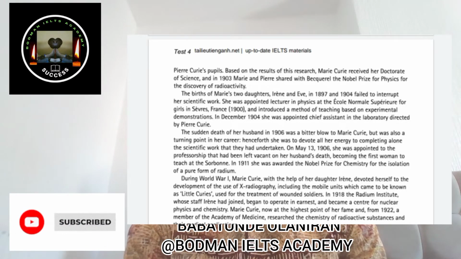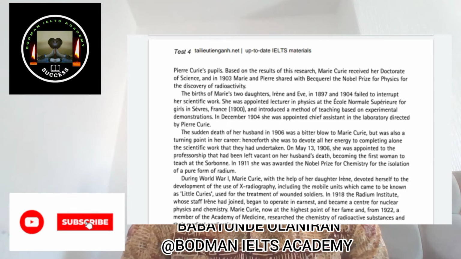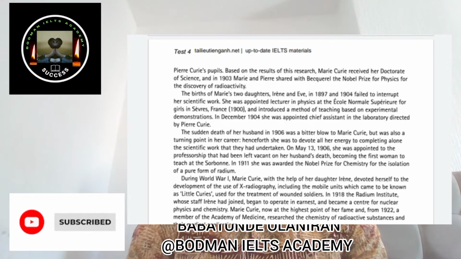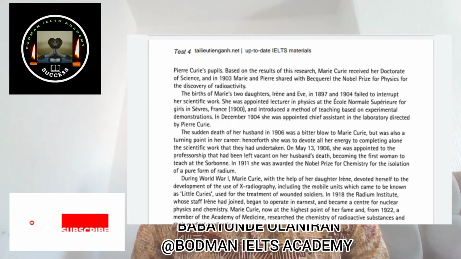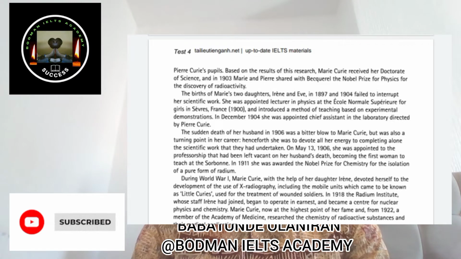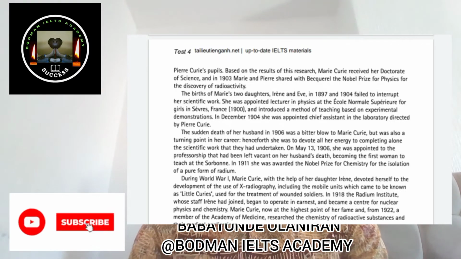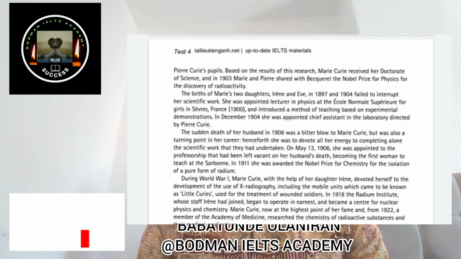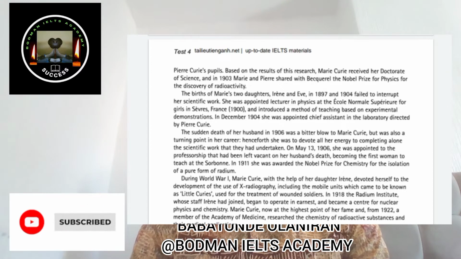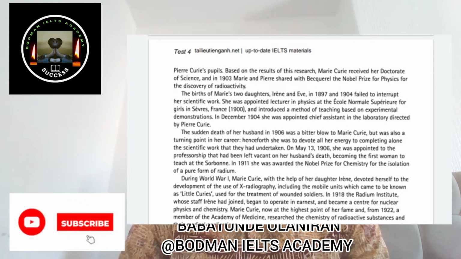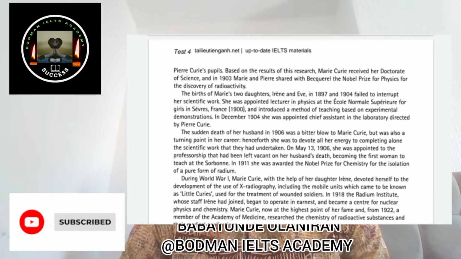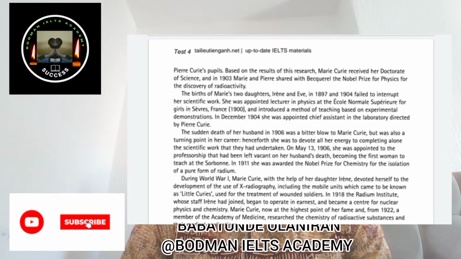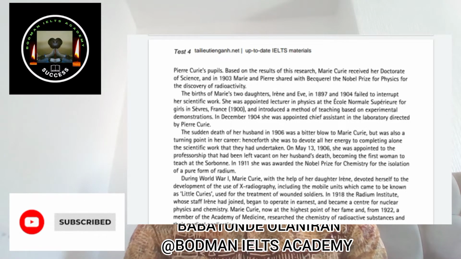You will read from a place where you will understand. So if you look at paragraph 7, the paragraph after where we picked our last answer: the sudden death of her husband in 1906 was a bitter blow to Marie Curie, but was also a turning point in her career. The death of her husband, that's not our concern, but it was also a turning point in her career. Henceforth, she was to devote all her energy to completing alone the scientific work that they had undertaken. To complete the scientific work they had undertaken.